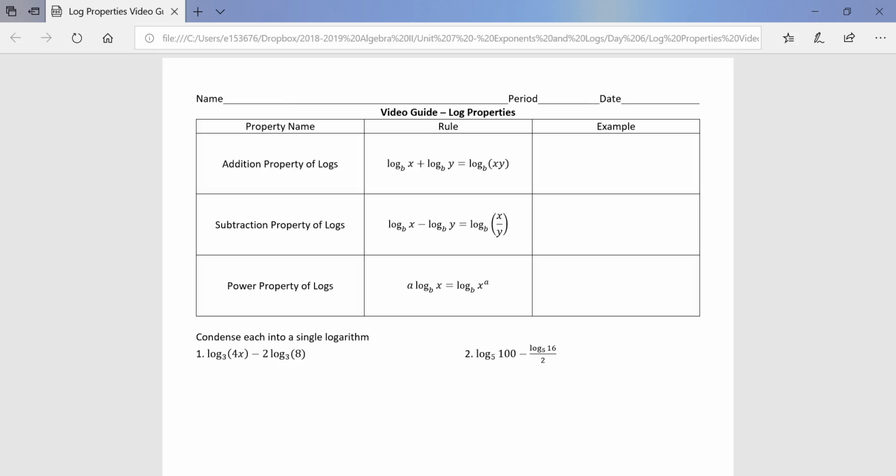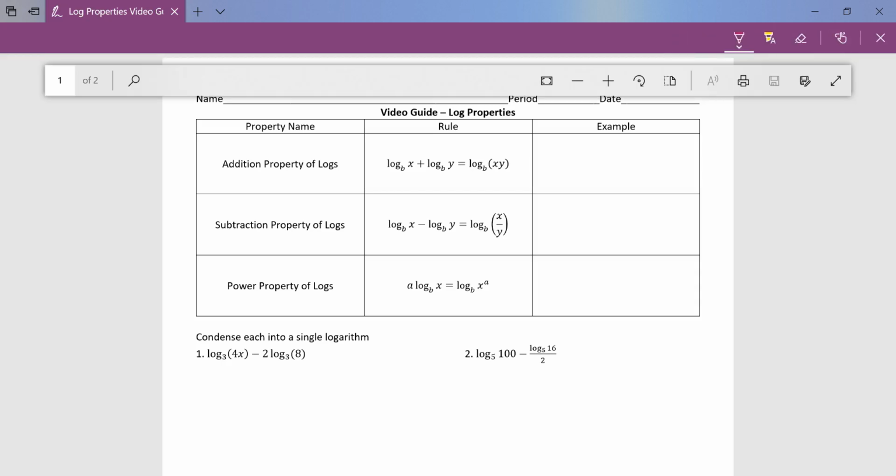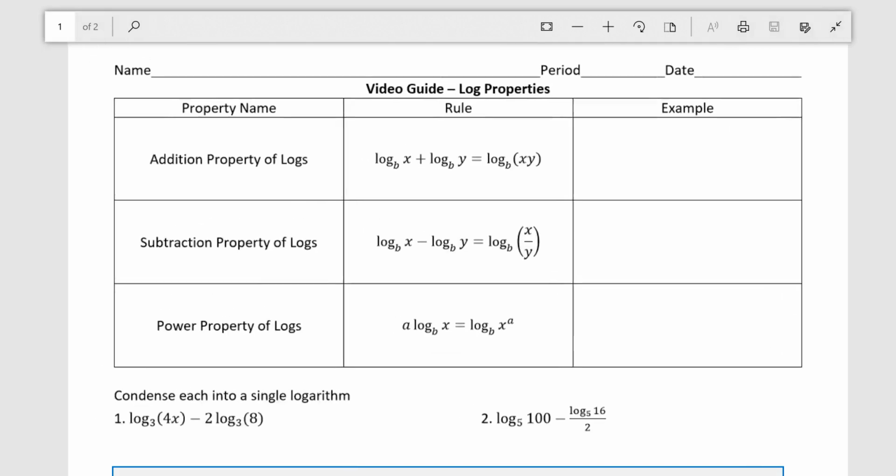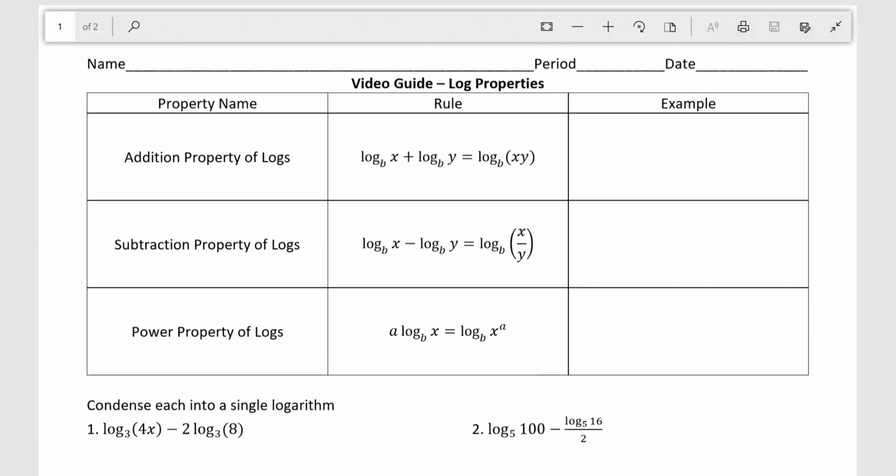So we're going to talk about some properties that apply to this new log function that we learned about. These are three main properties that we can use to simplify log expressions. We have the addition property, the subtraction property, and the power property.